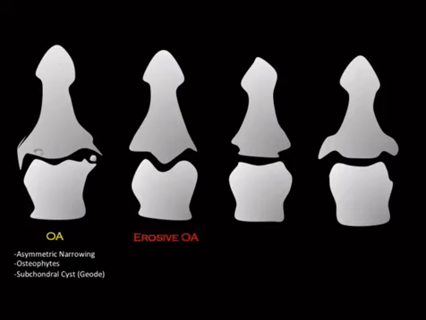The next thing is erosive OA, and this is the so-called gull wing deformity. That's a central erosion right here. That's classic for erosive OA. Erosive OA is a little bit different than regular OA. One, in that it's erosive, and two, it tends to affect an older population.